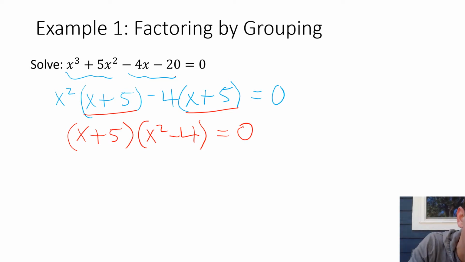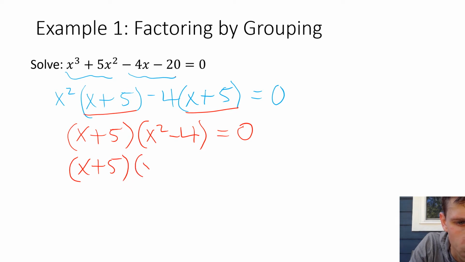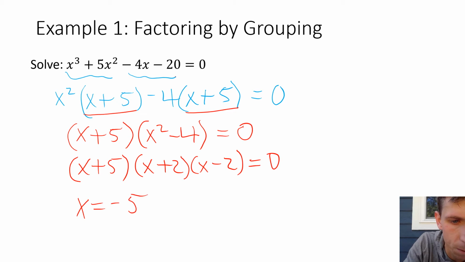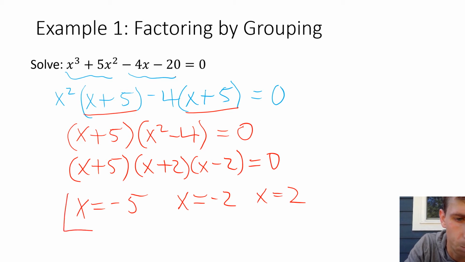I can factor that x squared minus 4 as x plus 2, x minus 2, difference of two squares. And then I'm set to get all my roots. So we'll have x equals negative 5, x equals negative 2, and x equals positive 2.